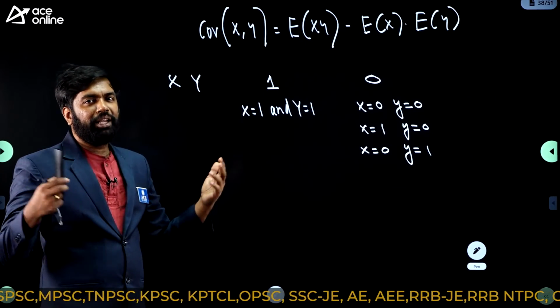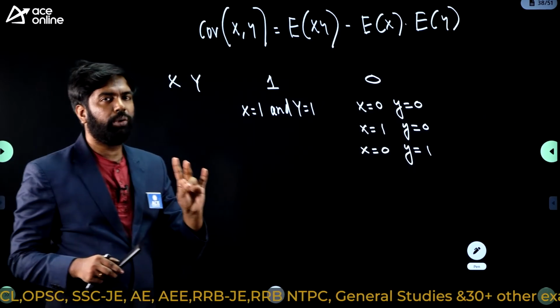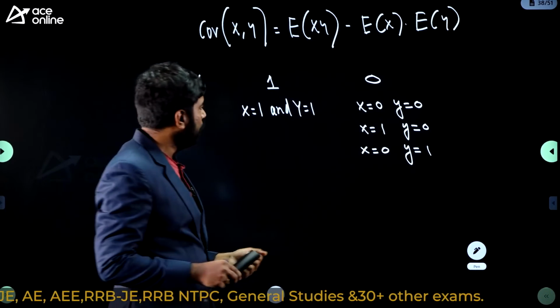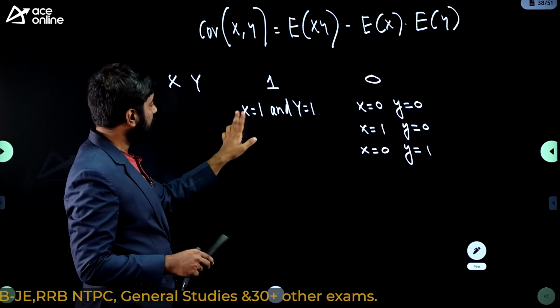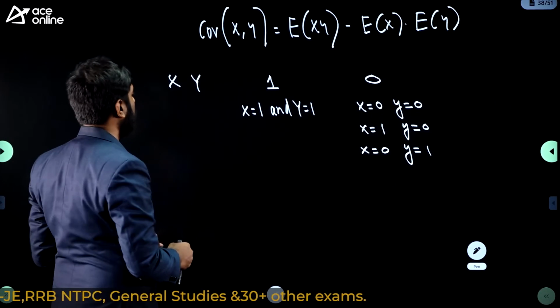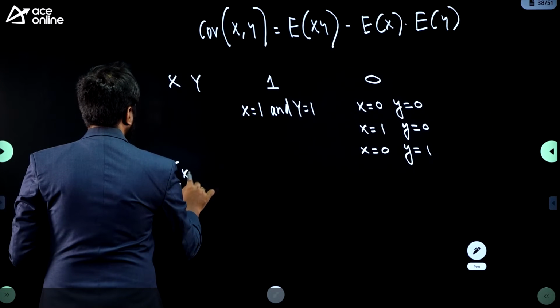So let me explain in a detailed way. xy will take only 2 values. What are those 2 values? 0 and 1. When will xy take 0? In these cases. When will xy take 1? When x is 1, y also is 1. Now I am interested in their probabilities. So what is the probability of xy?